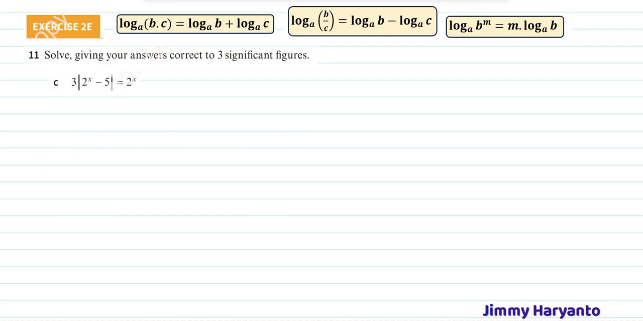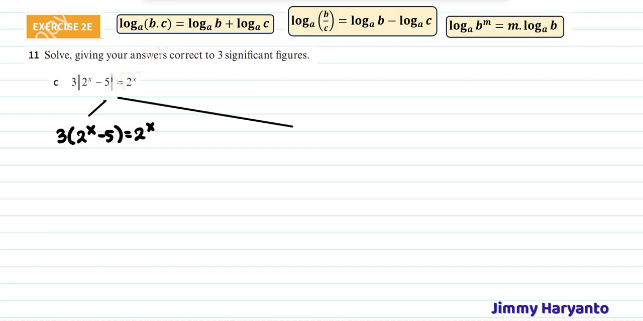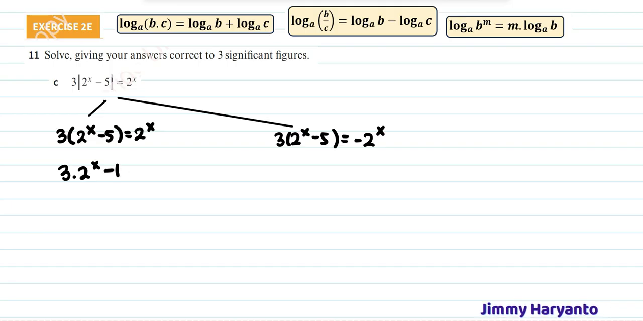And then the last one, still the same. We have to separate this into two parts like this. The first is 3 open brackets 2 to the power of x minus 5 equals 2 to the power of x. The second is 3 times 2 to the power of x minus 5 equals negative 2 to the power of x. Okay, let's simplify this one first. So 3 times 2 to the power of x minus 15 equals 2 to the power of x. I will move this like this. 3 times 2 to the power of x minus 2 to the power of x equals 15.